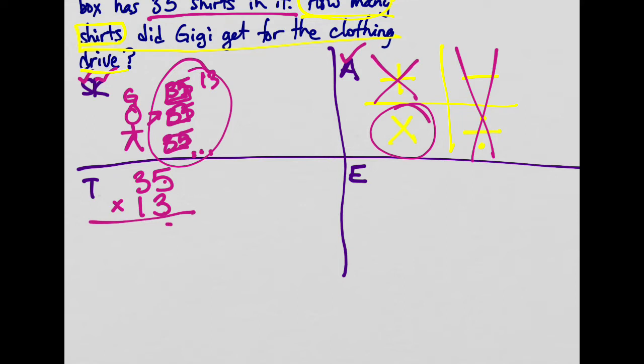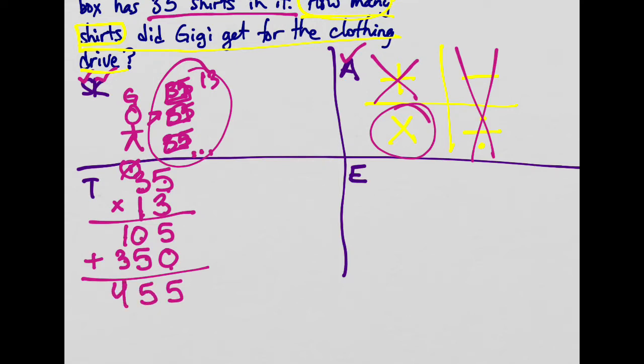3 times 5 is 15. 5, carry the 1. 3 times 3 is 9, plus 1 more is 10. Now I'm ready to move on to my ones digit in the tens place, so I'll put my 0 there as a placeholder. 1 times 5 is 5. 1 times 3 is 3. And I can add it up. 5 plus 0 is 5. 0 plus 5 is 5. And 3 plus 1 is 4. So it looks like she'll have 455 shirts altogether.